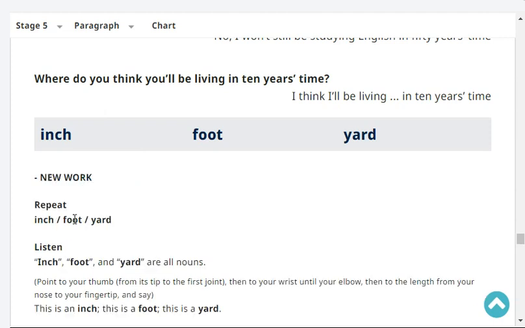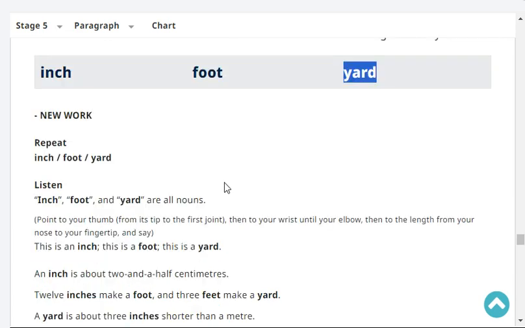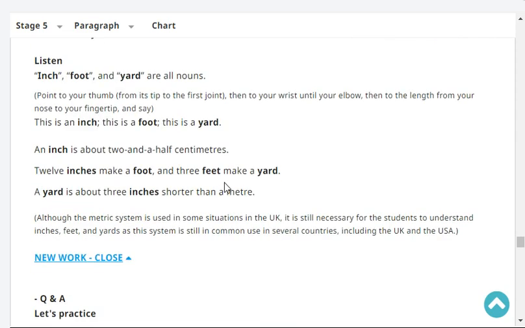Next, repeat: inch, foot, yard. Very good. Inch, foot, and yard are all nouns. For example, if you don't have a ruler or a measure, from here to here is 1 inch. From your wrist to your elbow, that's a foot. From your chest to your hand, that's a yard. An inch is about 2.5 centimeters. 12 inches make 1 foot, and 3 feet make a yard. A yard is about 3 inches shorter than a meter.